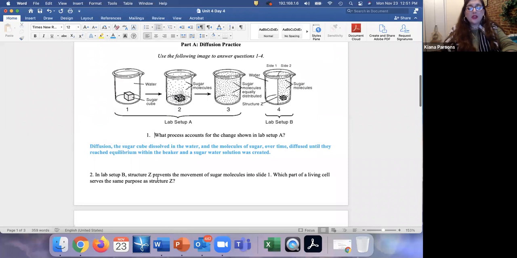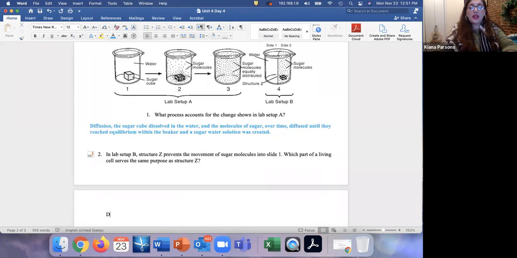In lab setup B, structure Z prevents the movement of sugar molecules into side 1. What part of a living cell serves the same purpose as structure Z? Why, the cell membrane, of course.